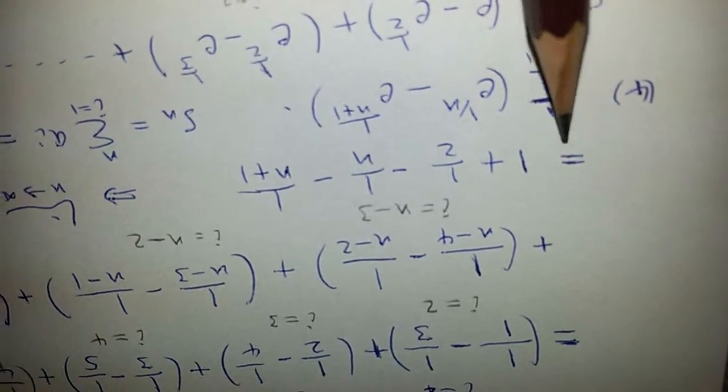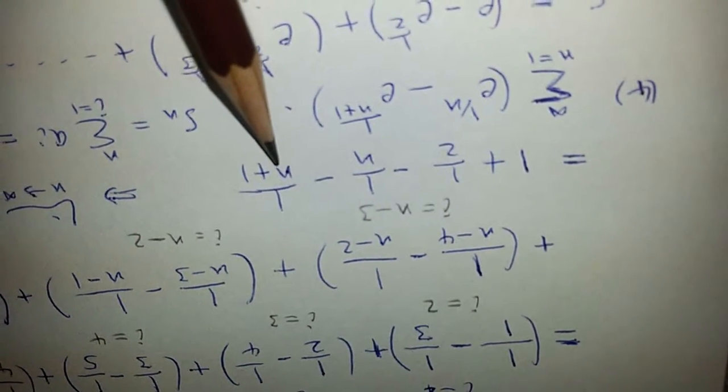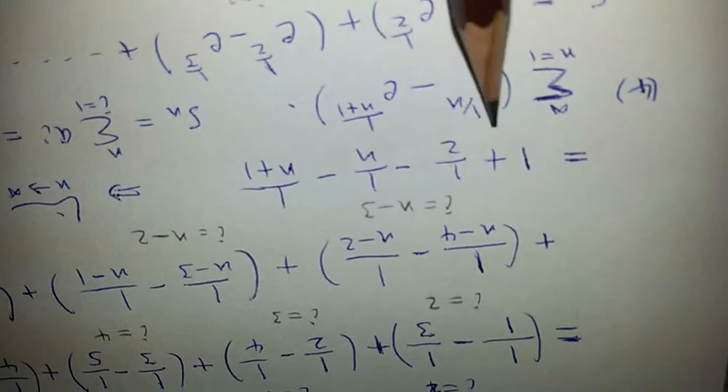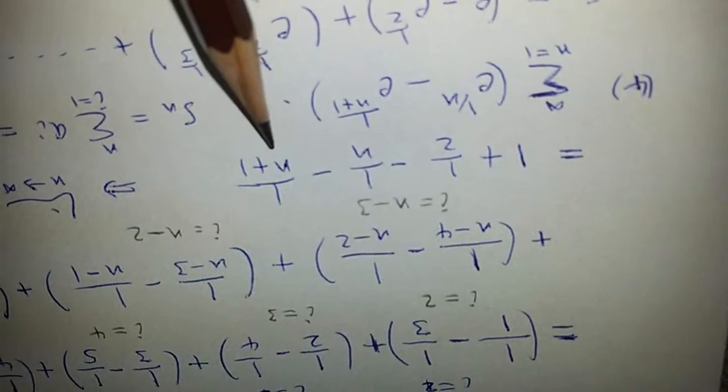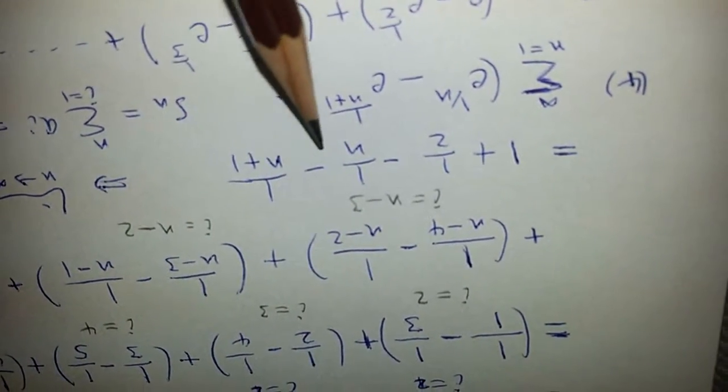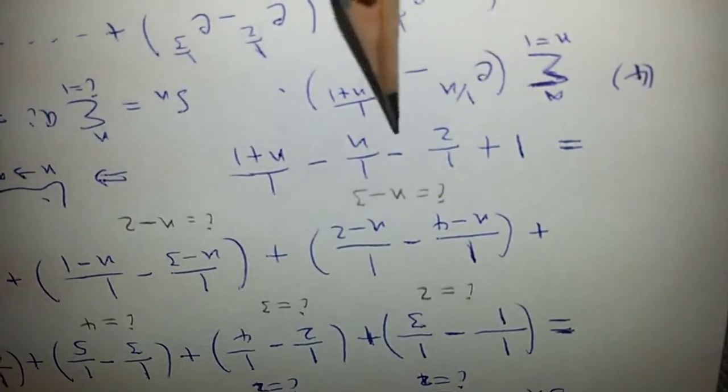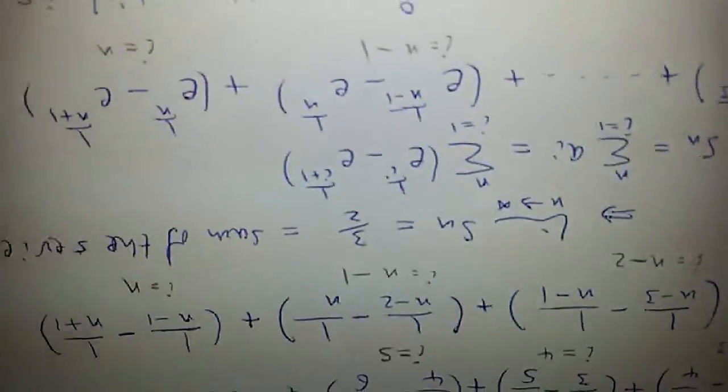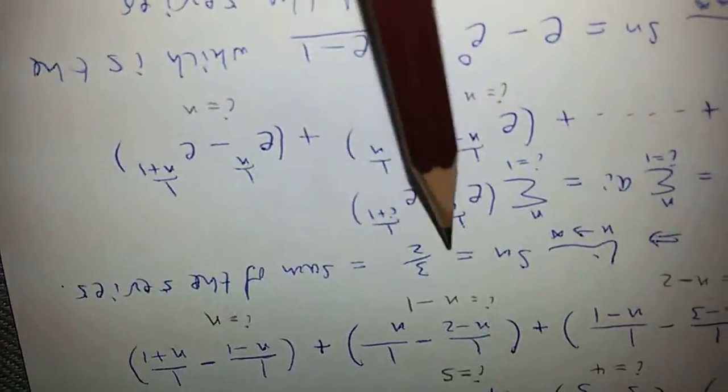So this is a formula for Sn. To find the sum of the series, just take the limit of Sn when n goes to infinity. These terms would be zeros, and the sum would be 3 over 2. So the sum of this series is 3 over 2.